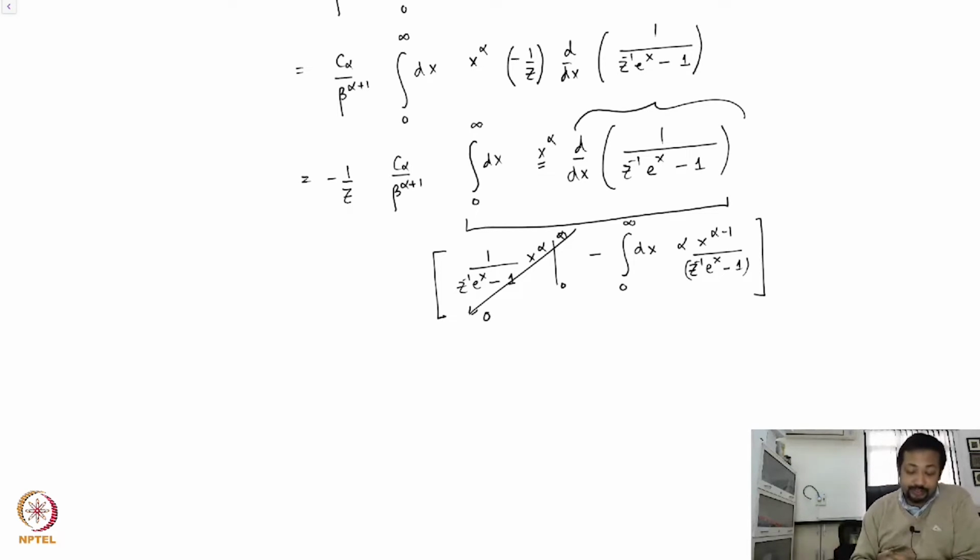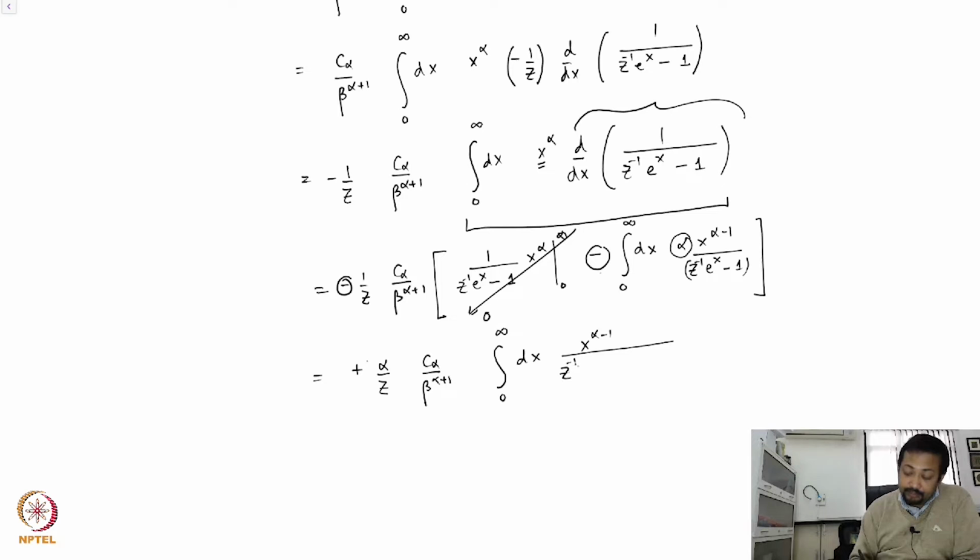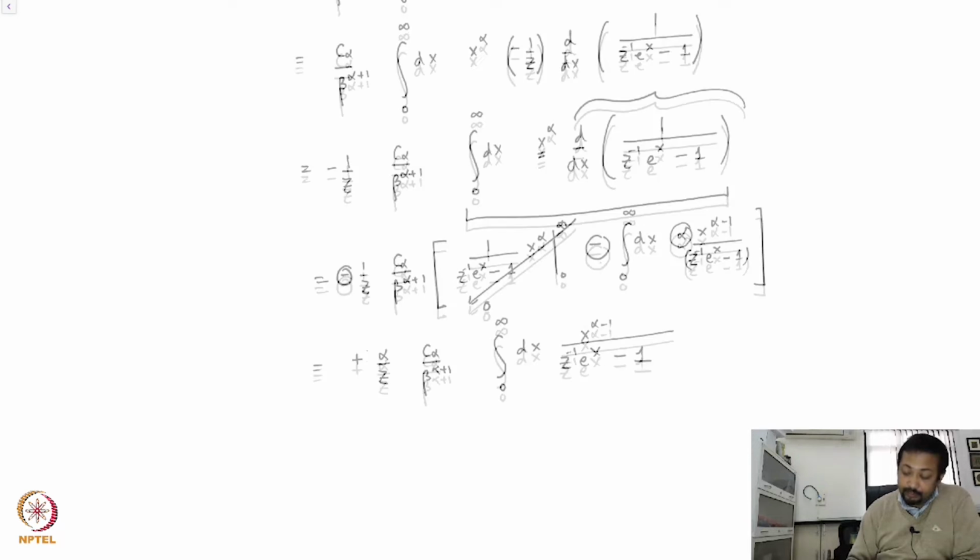So in the two limits, the first term vanishes, so that the alpha I can bring in front, and I have minus alpha over z C alpha beta alpha plus 1. Also note that I have a minus over here, and here I have minus 1 by z C alpha beta raised to the power alpha plus 1, so that this minus and this minus gives me a plus. I have 0 to infinity dx x to the power alpha minus 1 over z inverse e to the power x minus 1.